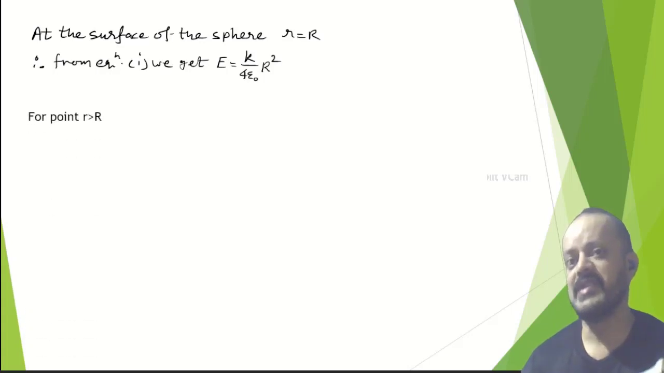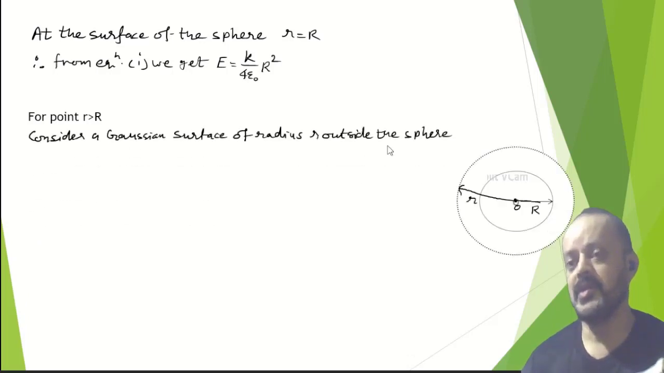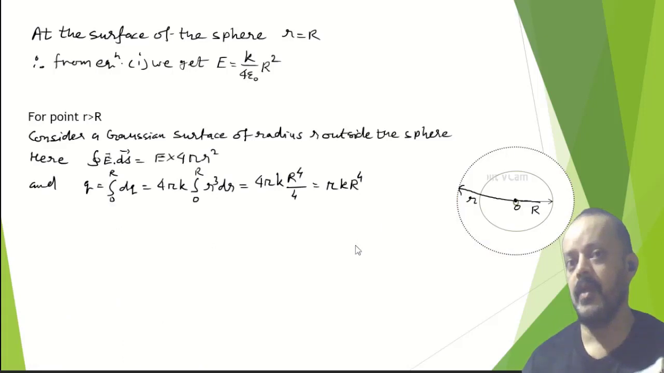Now in the last case, we consider the point outside the sphere, that means small r greater than capital R. For that purpose, we will draw a Gaussian surface of radius r outside the sphere. It is shown in the figure. This is the Gaussian surface. Now here, the surface integration of the electric field for the closed surface will be given by E multiplied by 4 pi r square. It is very similar to what we used in the previous case also.